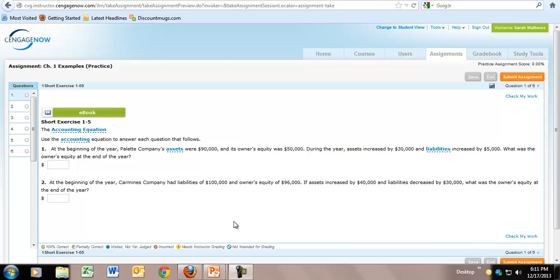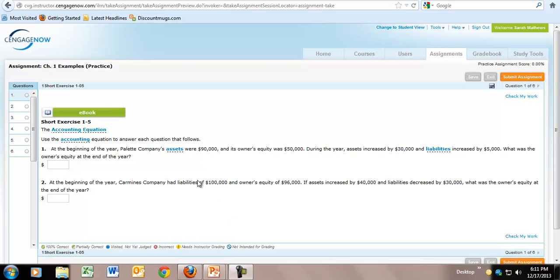The first one says at the beginning of the year, Pallet Company's assets were $90,000 and its owner's equity was $50,000. Then it also tells us that during the year our assets increased by $30,000 and our liabilities increased by $5,000, and ultimately wants to know what was the owner's equity at the end of the year.